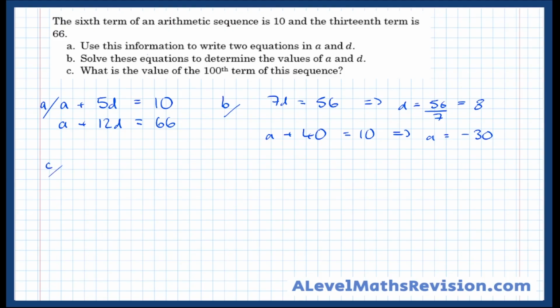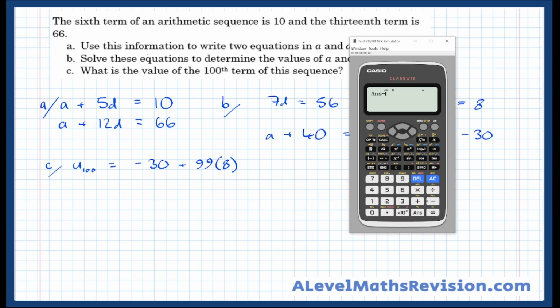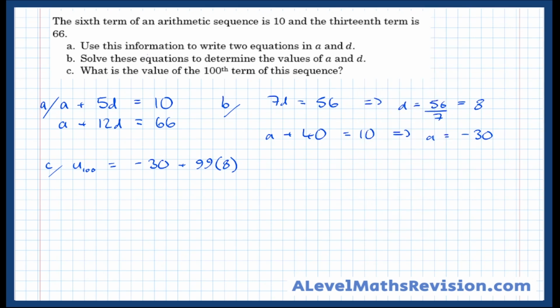Finally, C, what is the value of the 100th term of this sequence? So the 100th term, U100 in proper notation, equals A plus 99 differences. So it's minus 30 plus 99 differences, which gives us 762 is the 100th term.